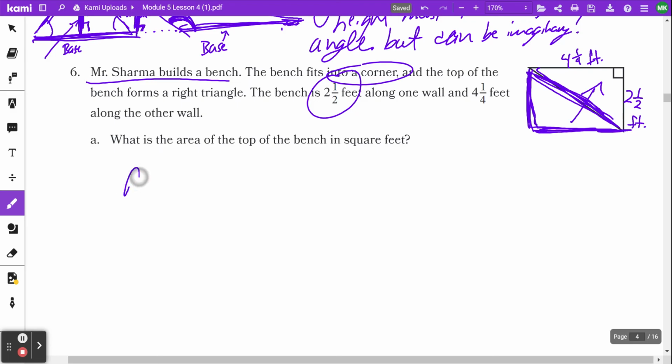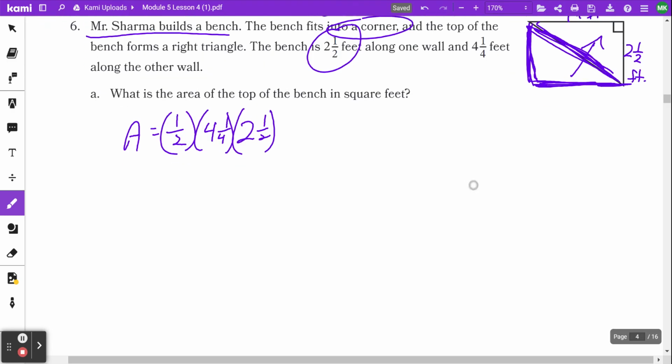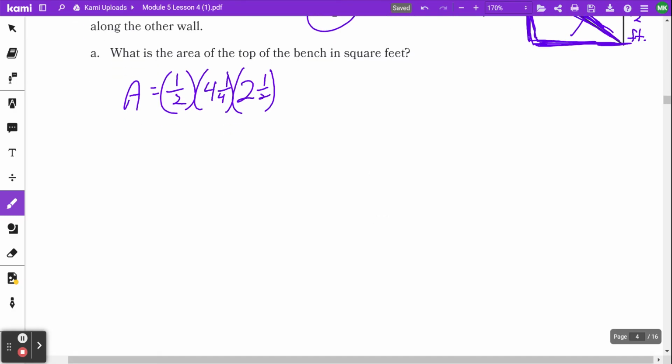Okay, well, if it was a rectangle, I would simply take the 4 1/4 and multiply it by the 2 1/2, and that's all I would need. But I want half of that because I want the triangle. So we're in fraction land here, lots of multiplication. So let's just spread this out in multiplication land with a fraction. So I'm going to turn everything into a fraction.